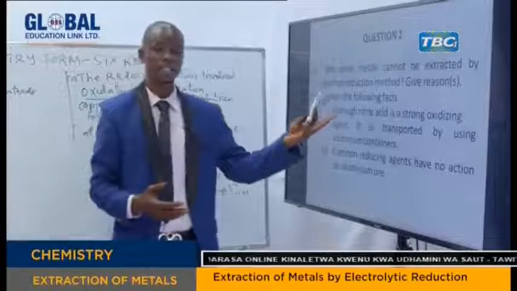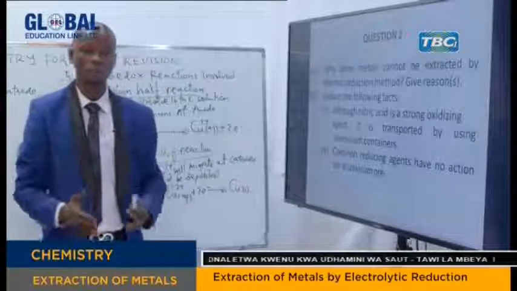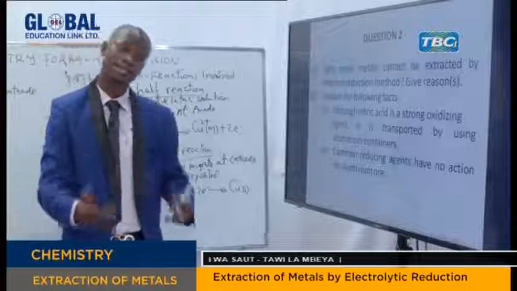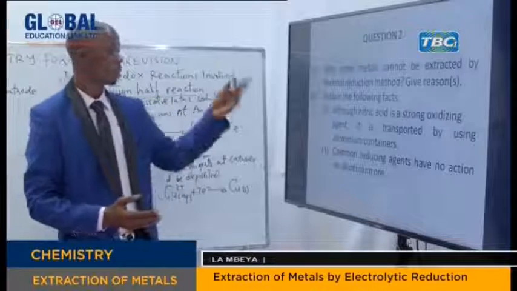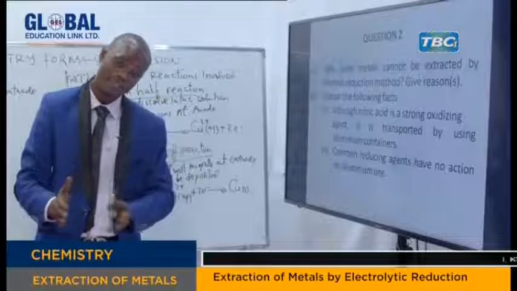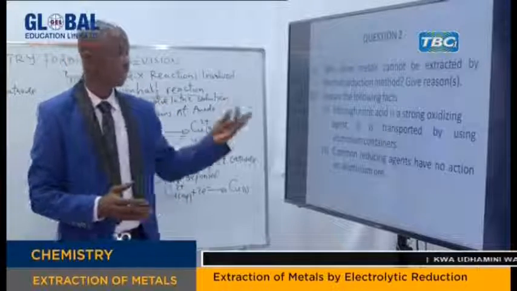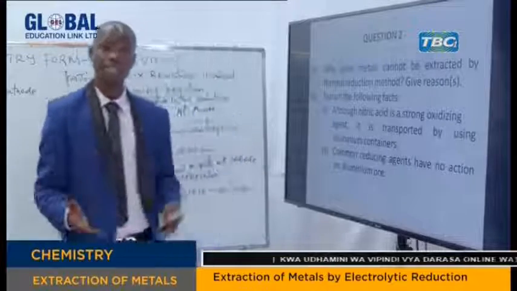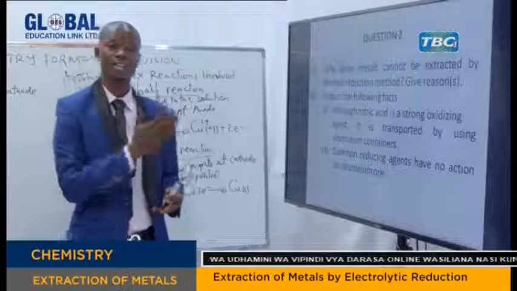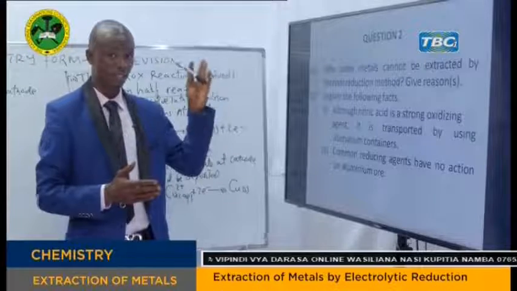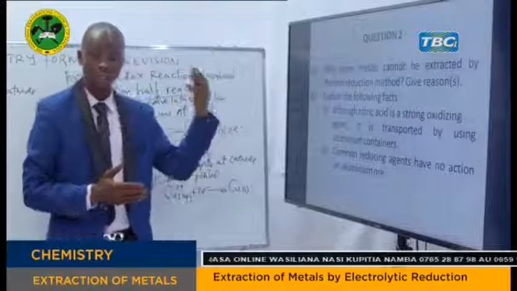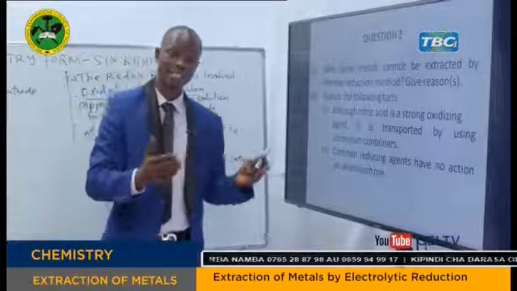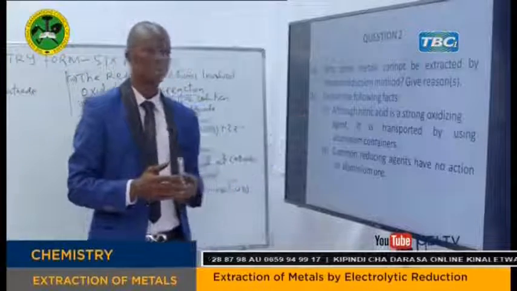That thermal reduction is for metals which are found below, or they are found at the bottom of the reactivity series. That means they are less reactive. So metals which are only found at the bottom of the reactivity series are the ones which are extracted by thermal reduction, by just heating. But those which are found at the top, for example, sodium, potassium, aluminium, they are strong reductants, so they can't be extracted by this method of reduction.